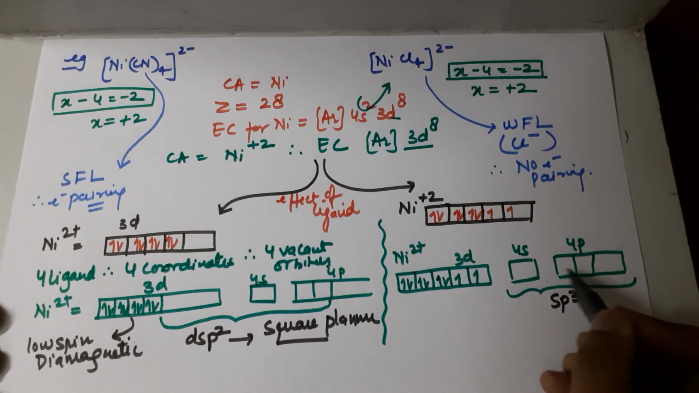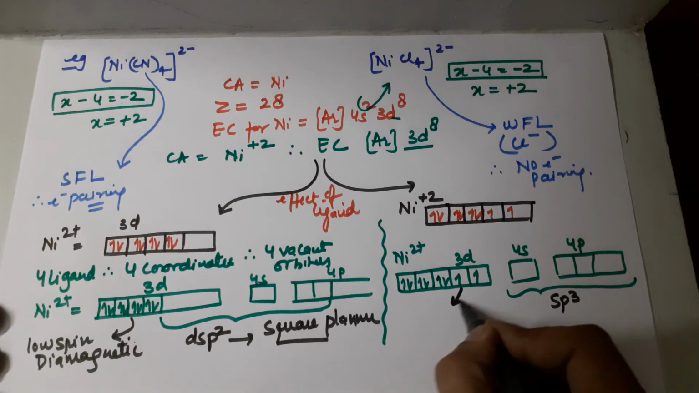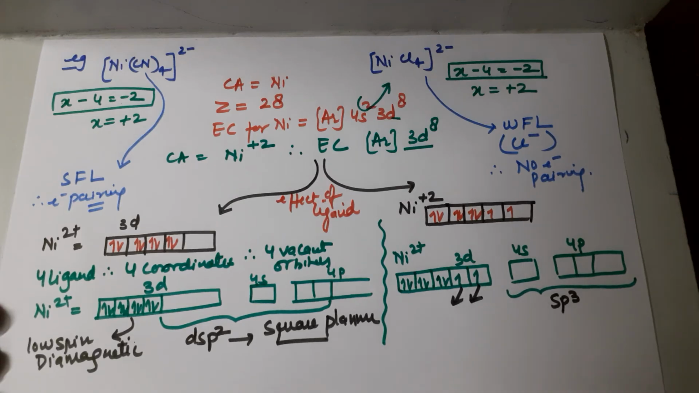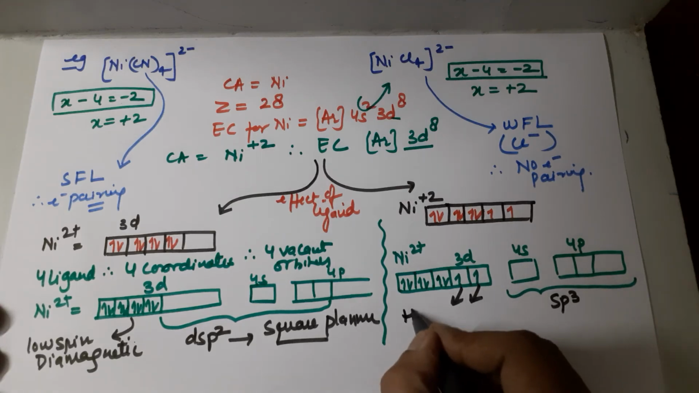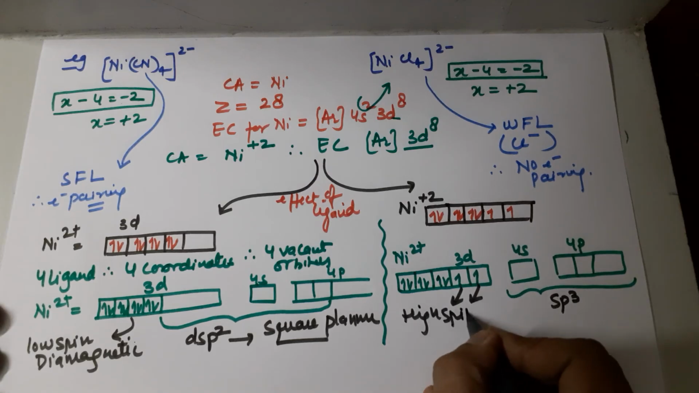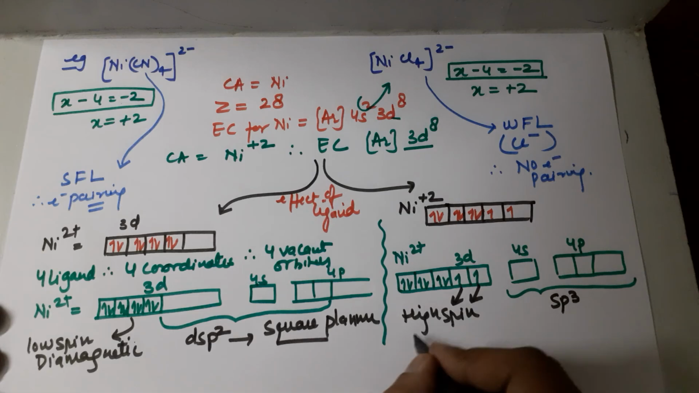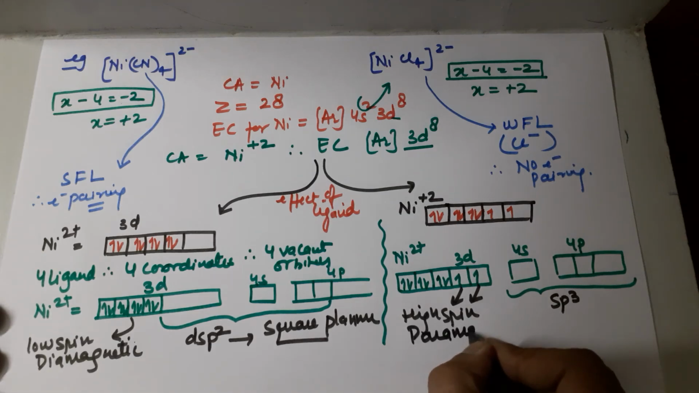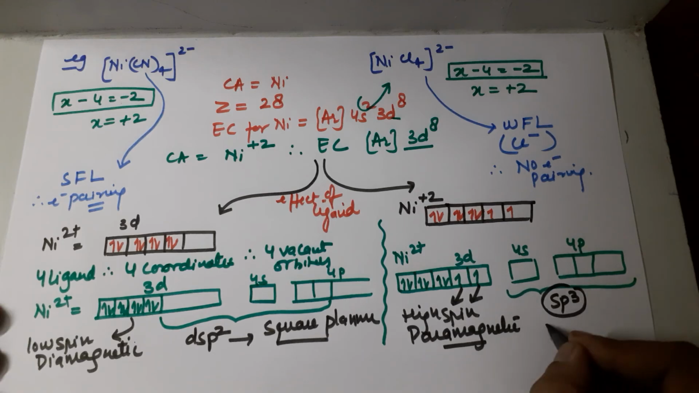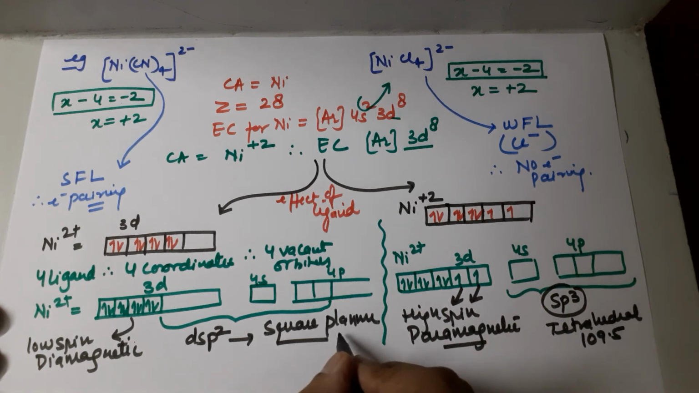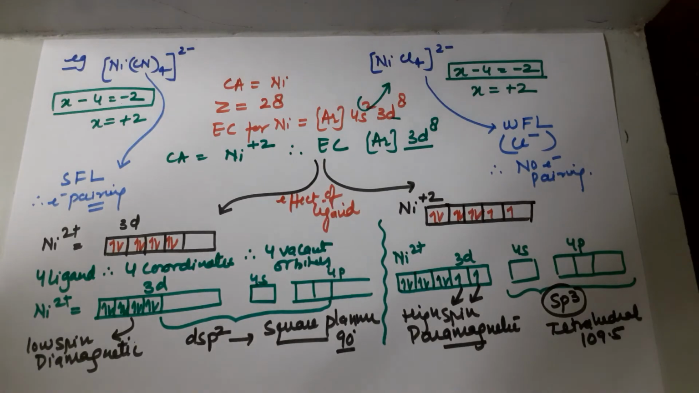Coming to sp3, when I talk about sp3 there are two unpaired electrons. Since there are unpaired electrons, this can be called high spin as compared to this one, and since you are using the unpaired electrons, this also becomes paramagnetic. Since it is sp3, the shape is going to be tetrahedral. The angle is 109.5, whereas if this is square planar, the angle would be 90. I'll just show you the structures now.